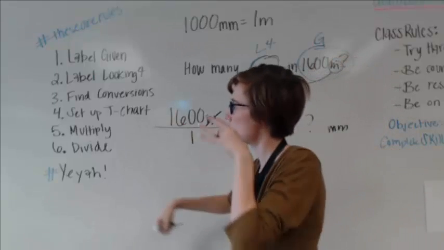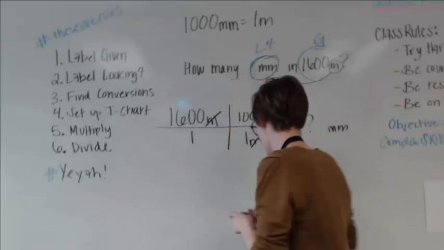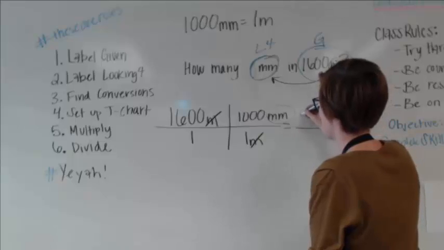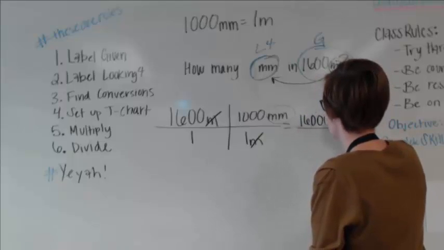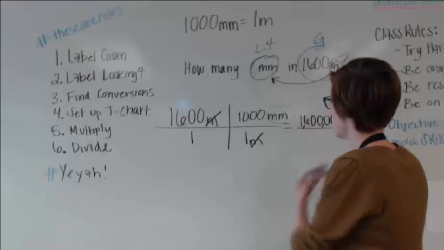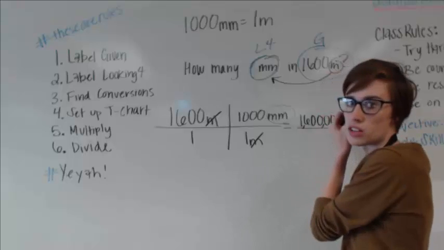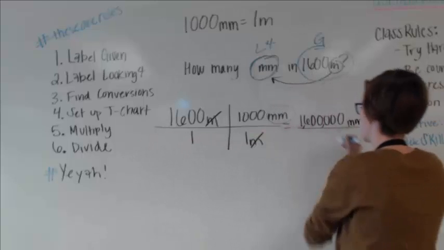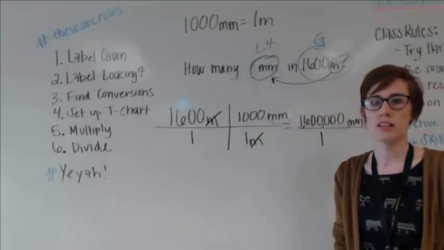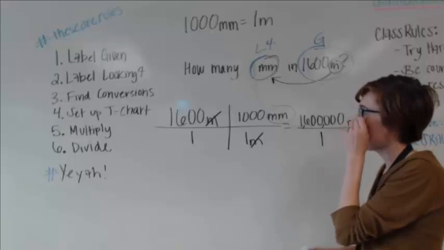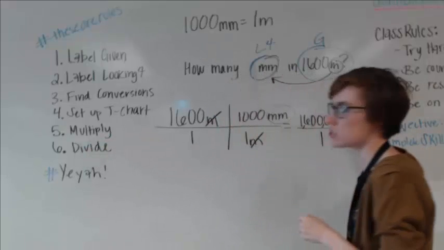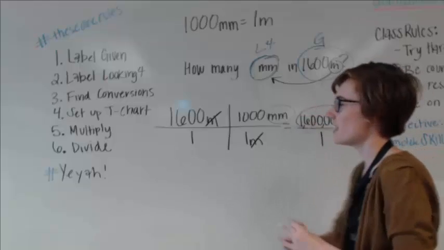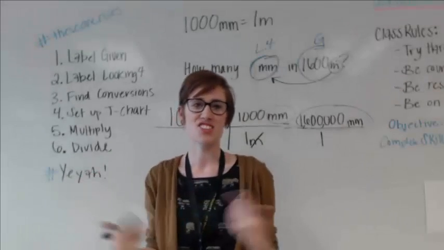So now that we've set up the T-chart, we multiply and we divide. You multiply all the top, all the way across. It's 1,600,000, and don't forget to put your unit there, millimeters. And then you multiply all the way across the bottom, which is just 1, because we canceled out the end. And then step 6 is just to divide these two numbers, which is just the top number. And hashtag yeah, because you're done.